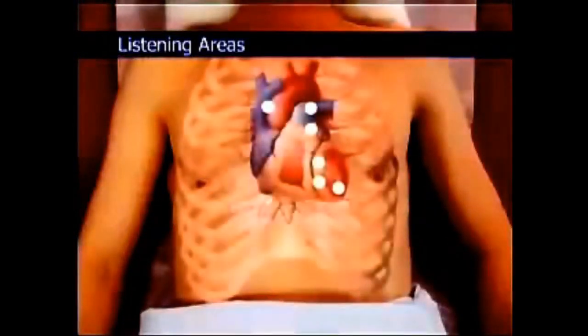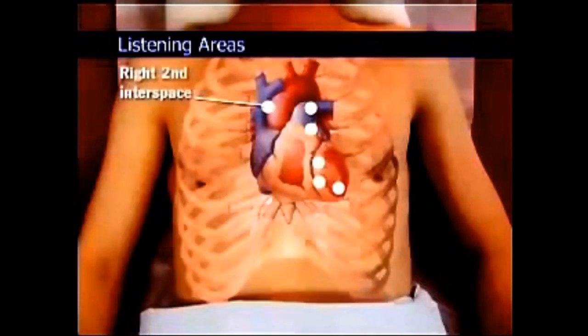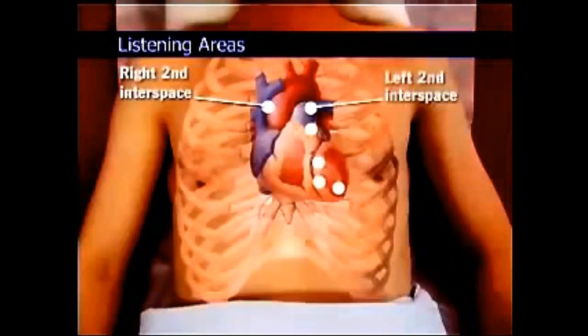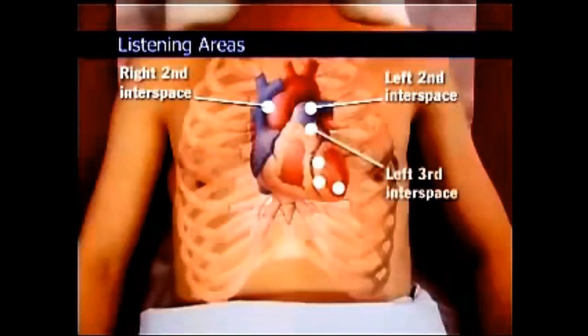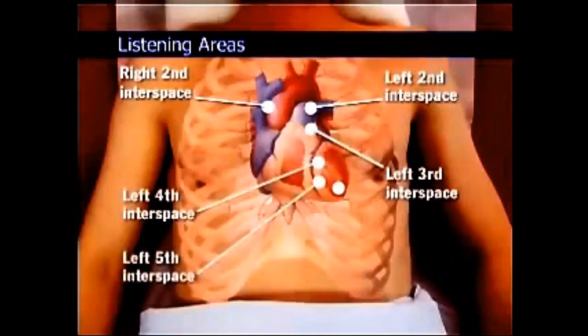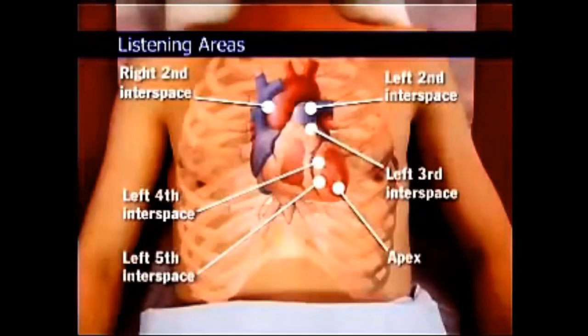You will listen for S1 and S2 in each of the six listening areas. In the aortic area, in the right second interspace, close to the sternum. In the pulmonic area, in the left second interspace, close to the sternum. In the left third interspace, in the tricuspid area, in the left fourth and left fifth interspaces, and in the mitral area at the apex.